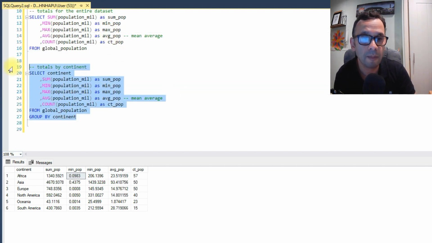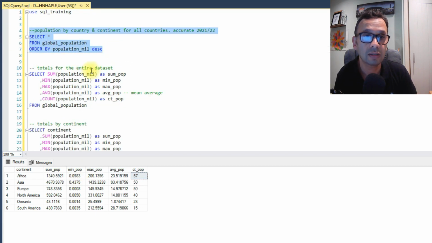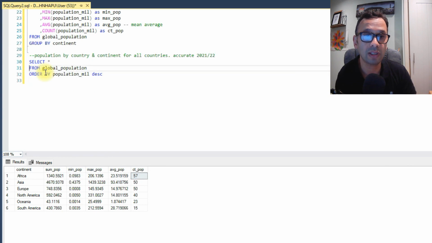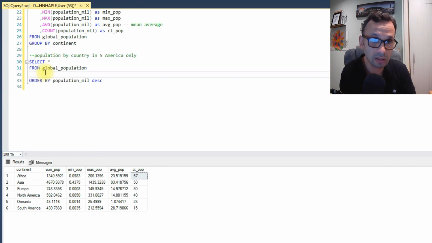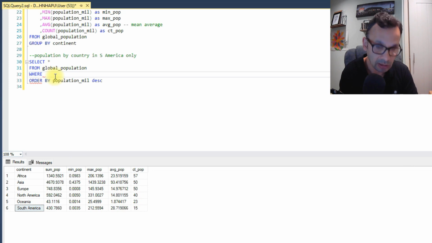Let's do that again. So the minimum amount in Africa, the maximum in Africa, the average, and then the total number of African rows. So let's just now look at that population by country. So we'll pick the smallest one here in terms of the number of rows. So South America has only got 15 rows, so we're going to say where continent equals South America.